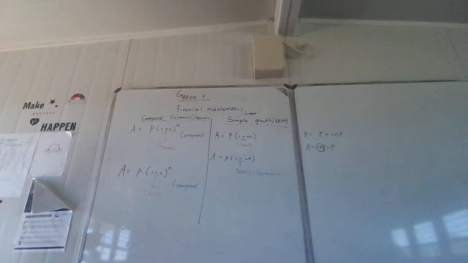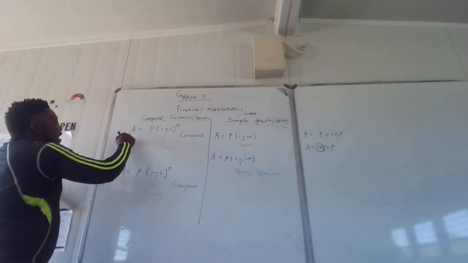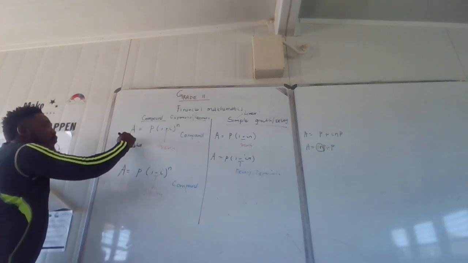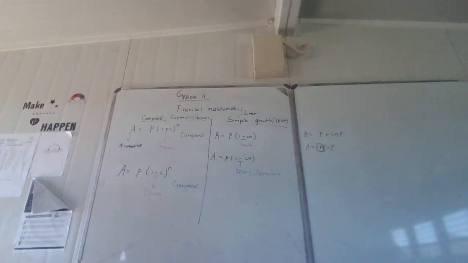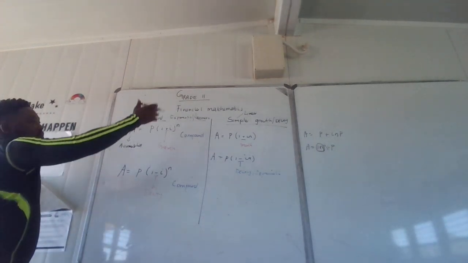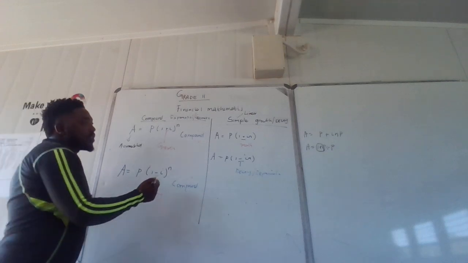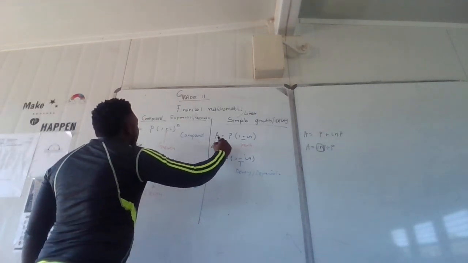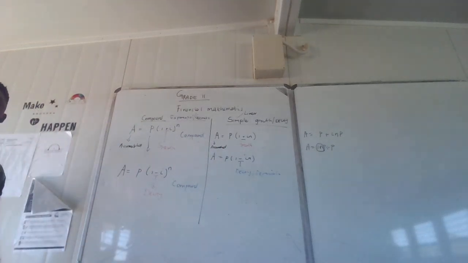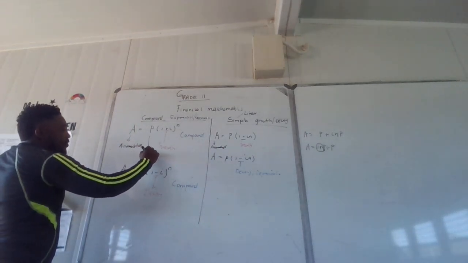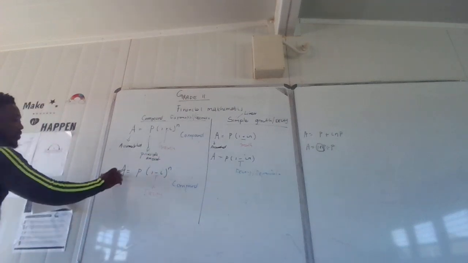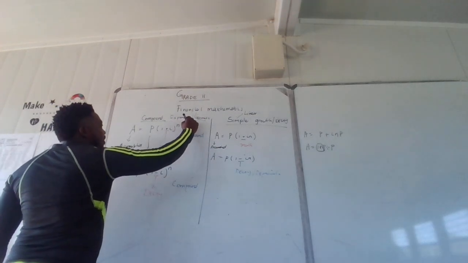So we can also define the formula so that we know which is which. This is the accumulated amount. This is the amount that you're going to get after the investment, whether the investment has grown, whether it is compound or simple interest. All of them mean the same thing, accumulated. Then this will just be our principal amount, the amount that we normally start with, and this will be the number of years.